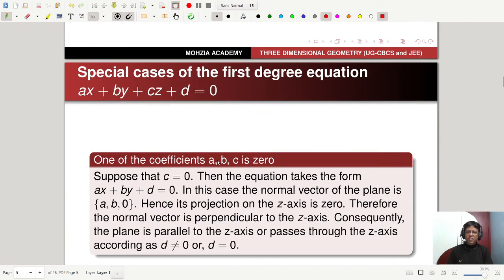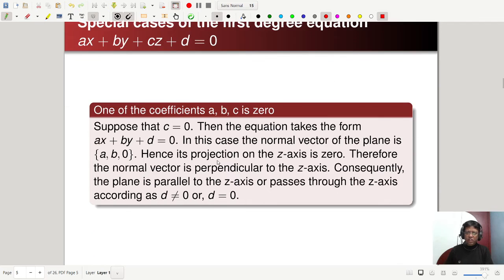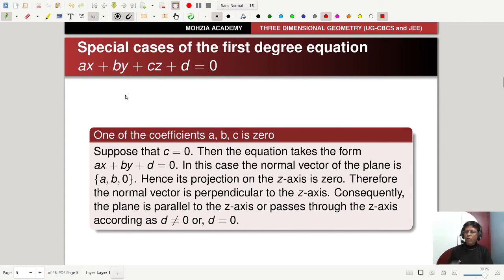Now let us discuss some special cases of the first degree equation. So you have a plane. Let us consider the plane ax plus by plus cz plus d equal to 0. Suppose one of the coefficients a, b, c is 0. So let us suppose that for our case c equal to 0. Then the equation takes the form ax plus by plus d equal to 0, right?